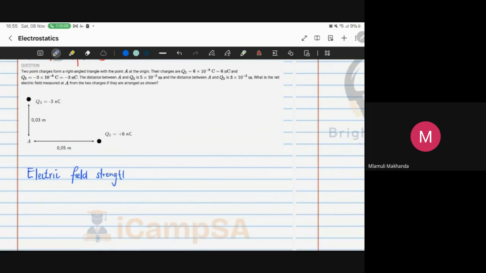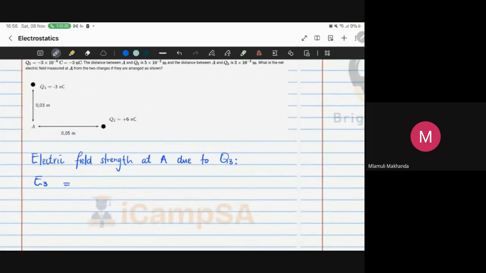Let's say this is the electric field strength at A due to Q3. So we can call it E1, call it E3 is fine. In this case, we can use this formula because we have the distances and we're also given the charges. So we can say kQ over the squared distance.